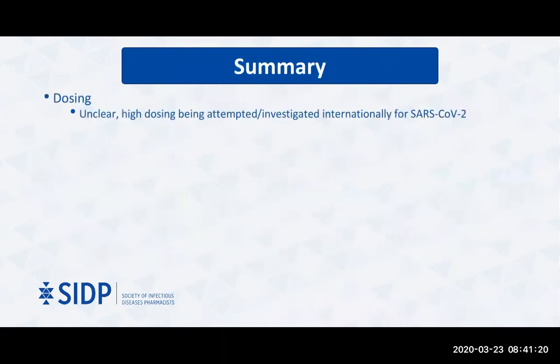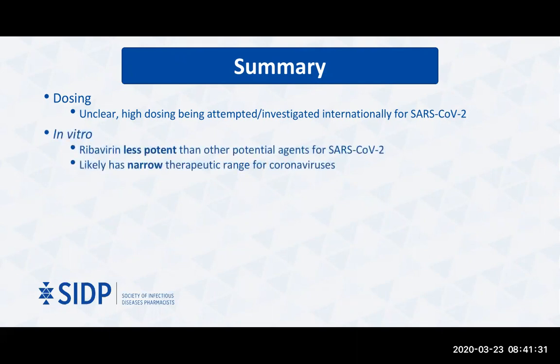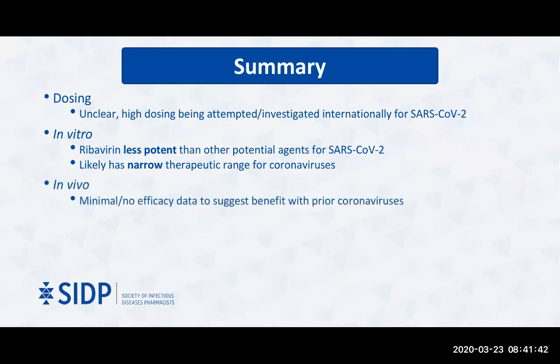So in summary, ribavirin dosing, particularly for SARS-CoV-2, is unclear. High dosing is being attempted and investigated internationally for SARS-CoV-2. In vitro, ribavirin appears to be less potent than other potential agents for SARS-CoV-2, and it likely has a narrow therapeutic range for coronaviruses in particular. Of the in vivo data available from prior coronaviruses, unfortunately, ribavirin is deemed to have minimal to no efficacy data to suggest benefit with incorporation of ribavirin into some regimen for SARS-CoV-2.